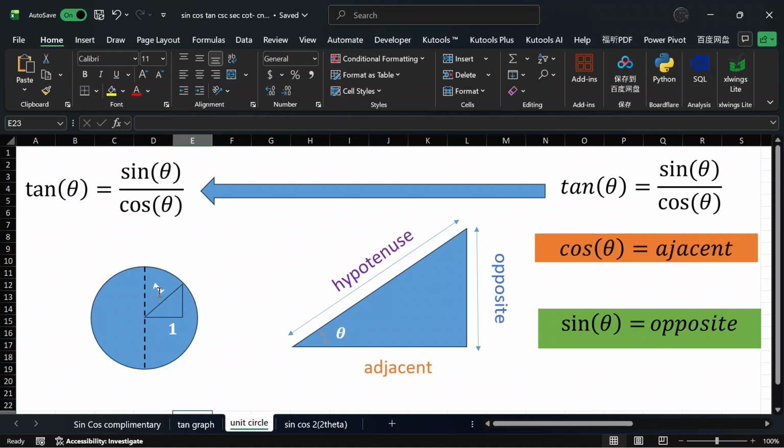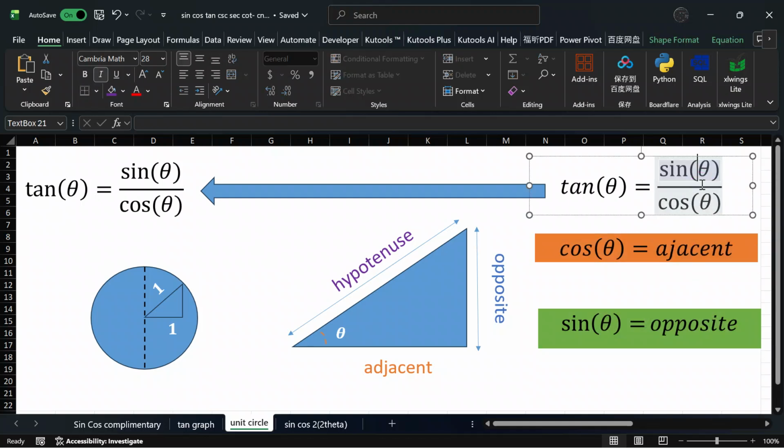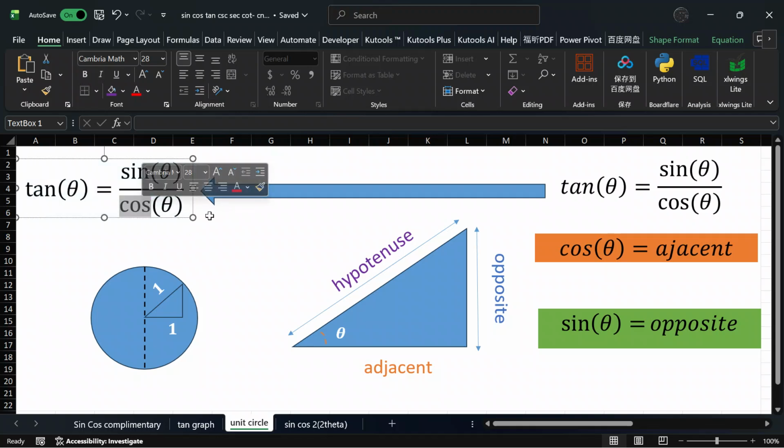It converts the radius into the hypotenuse. The hypotenuse and the radius are both equal to 1, so you just substitute and simplify. It becomes tangent of theta equals the numerator sine theta over the denominator cosine theta. This is how it is.